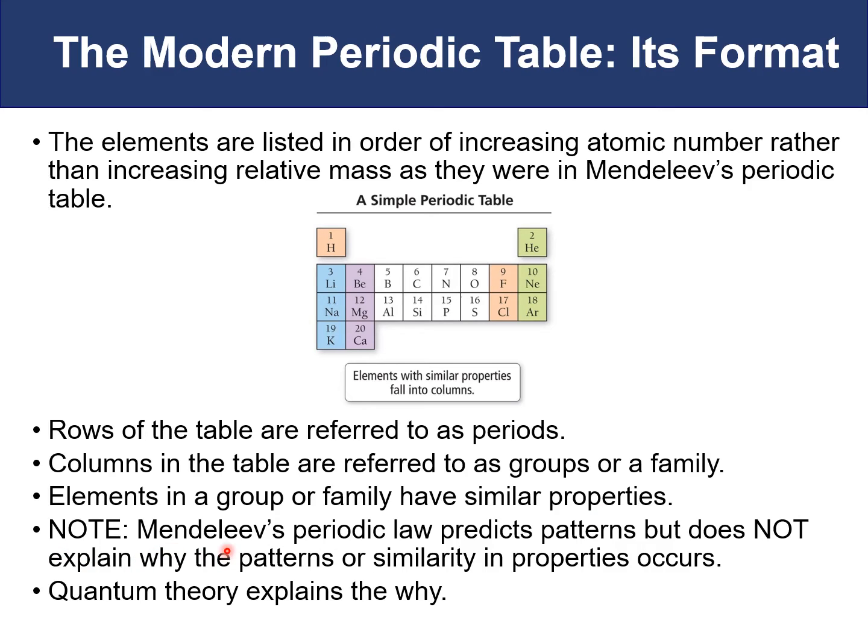Note that Mendeleev's periodic law predicts the pattern but does not explain why the pattern or similarities in properties occur. This goes back to our discussion of laws and theories. Mendeleev's periodic law is a summary of a large number of experimental observations, but it does not explain why the pattern occurs. It actually falls upon quantum theory to explain the why. So modern quantum theory is able to explain why the periodic table looks the way that it does and why different elements have patterns that repeat in a periodic fashion.